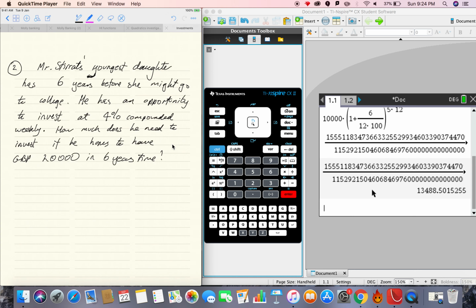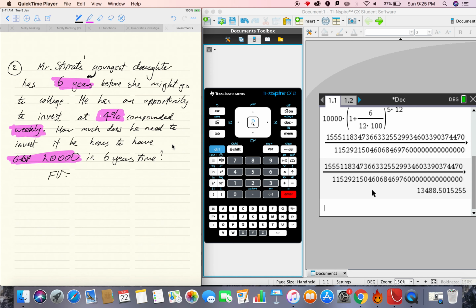Mrs. Stewart's youngest daughter is 6 years away from going to college. That's going to be a crucial bit of information. He has an opportunity to invest, so there's a clue that financial maths is on its way. Invest at 4%, so maybe the compound interest formula, compounded weekly, 52 interest payments per year. How much does he need to invest if he hopes to have a final value of GBP 20,000? So I think we've established that it's the compound interest formula.